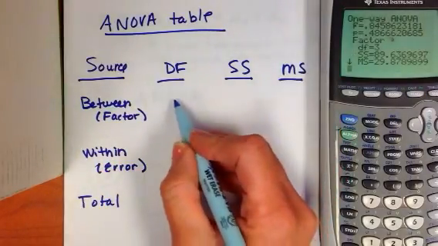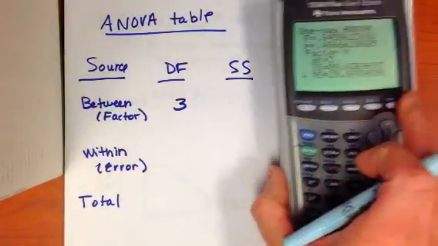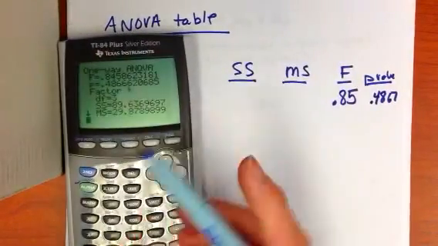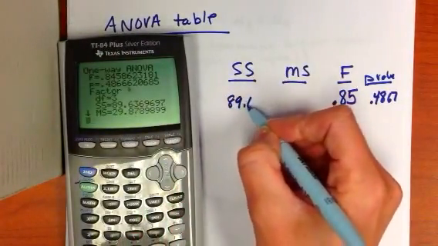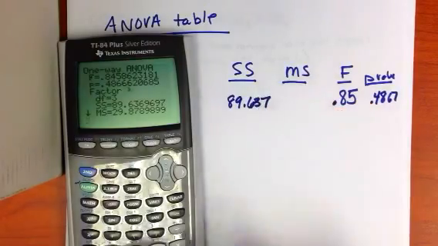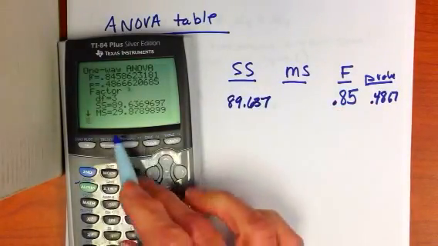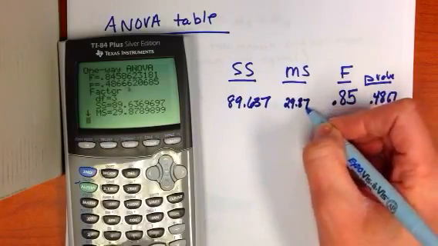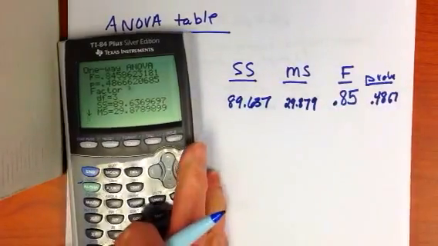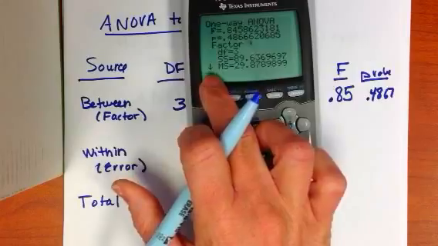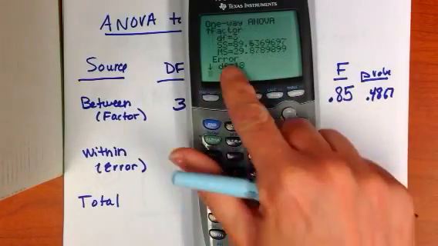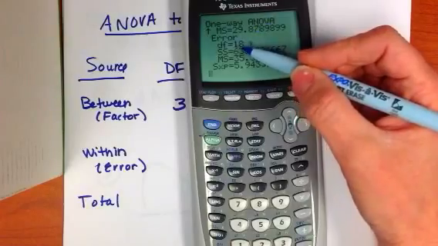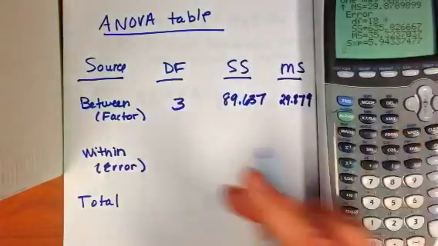The degrees of freedom there is 3. On my calculator, see how it says factor, degrees of freedom. My sum of squares is 89.637, I'll just do 3 decimal places, and my mean squared is 29.879. See this arrow? It means you can keep arrowing down, and you'll see the word error. Keep going all the way down, and it gives you degrees of freedom, sum of squares, and mean squared.